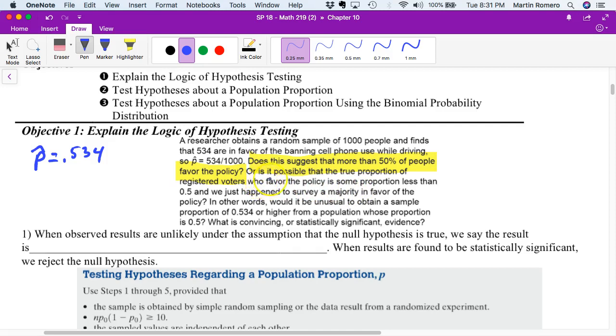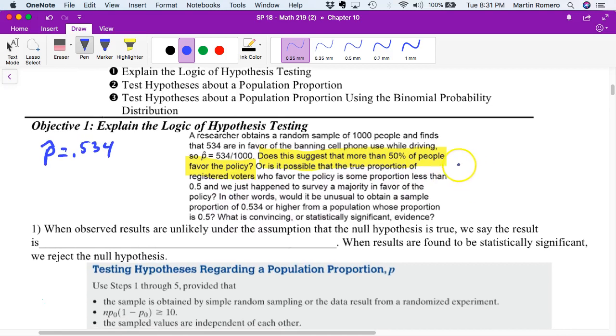than 50%. So is it possible that the true proportion of registered voters who favor the policy is less than 50%? And we just happen to survey a majority in favor of the policy? In other words, would it be unusual to obtain a sample proportion of 0.53 or higher from a population whose proportion is 0.5? What is convincing or statistically significant?